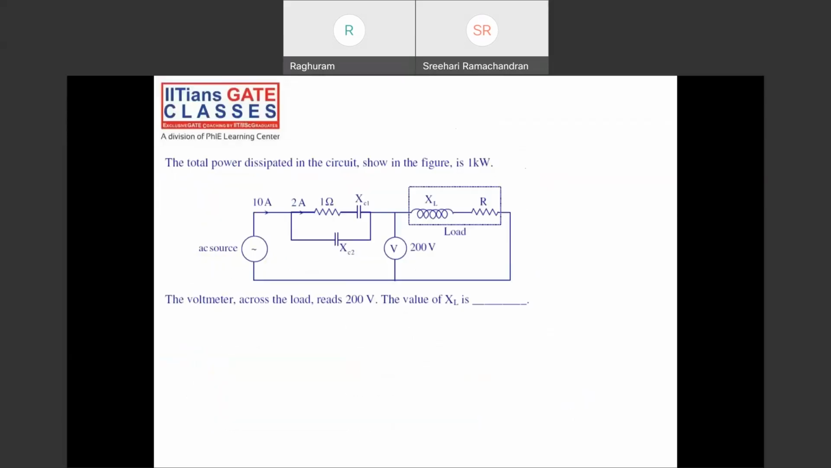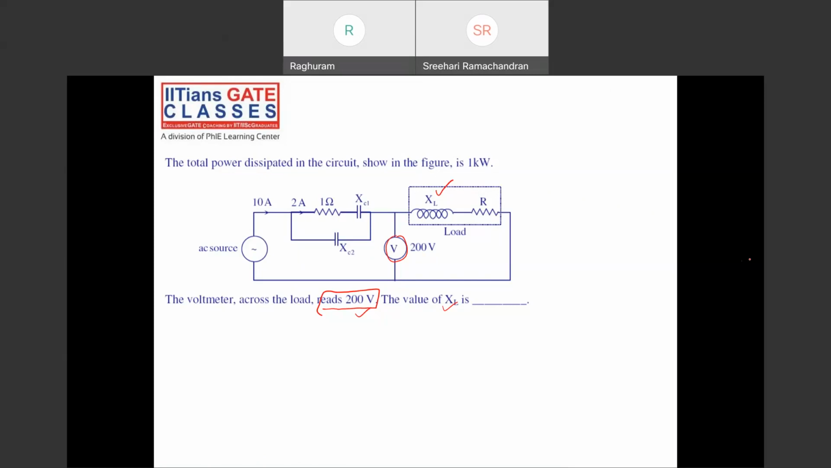Now, see, the total power dissipated in the circuit is 1 kilowatt. The voltmeter across the load reads 200 volts. The value of XL is dash. You need to find the value of XL. This is the voltmeter. It reads the load voltage as 200 volts, and the power dissipated is 1 kilowatt. So you have to find the value of XL.